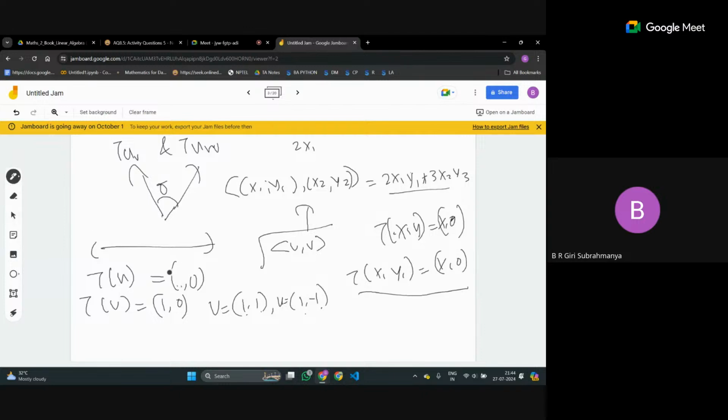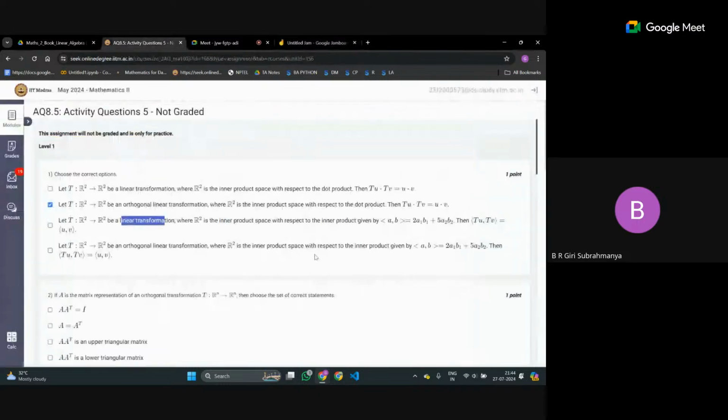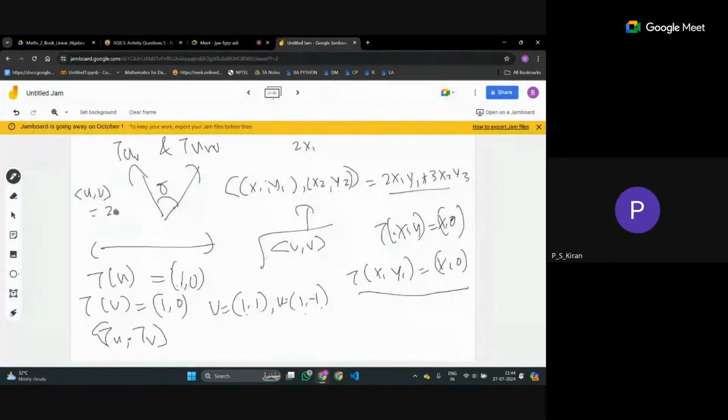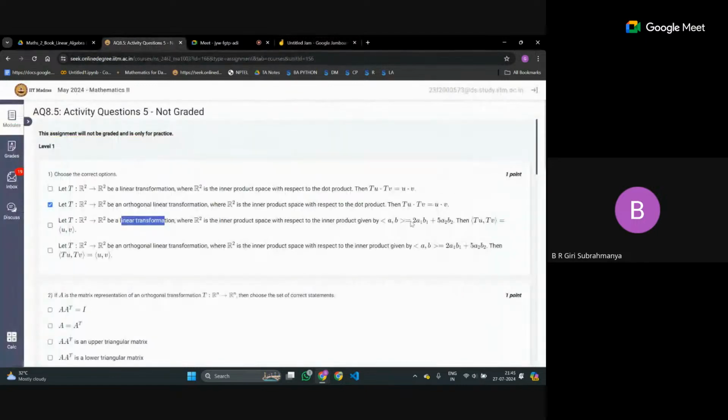So if you take the inner product between Tu and Tv, what is the inner product given there? The inner product given there is a comma b equal to 2a1b1 plus 5a2b2. However, the length will not be preserved, because the inner product here is not the dot product.